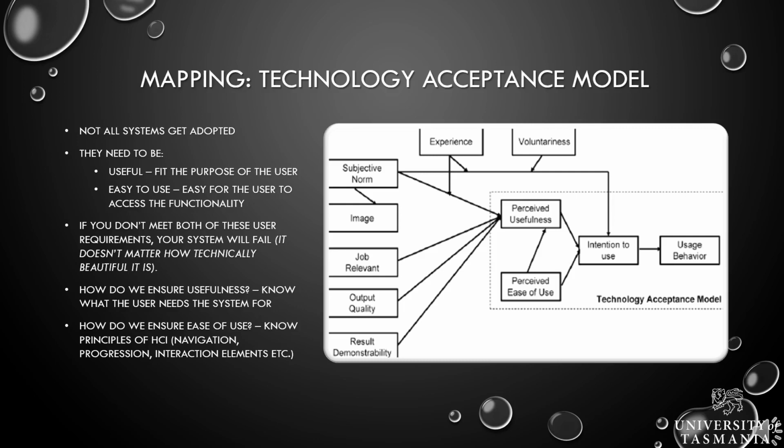We can ensure usefulness by knowing what the needs of the user actually are. What task or activity or experience are they coming to your system to achieve? Once we know that, we can design for that.